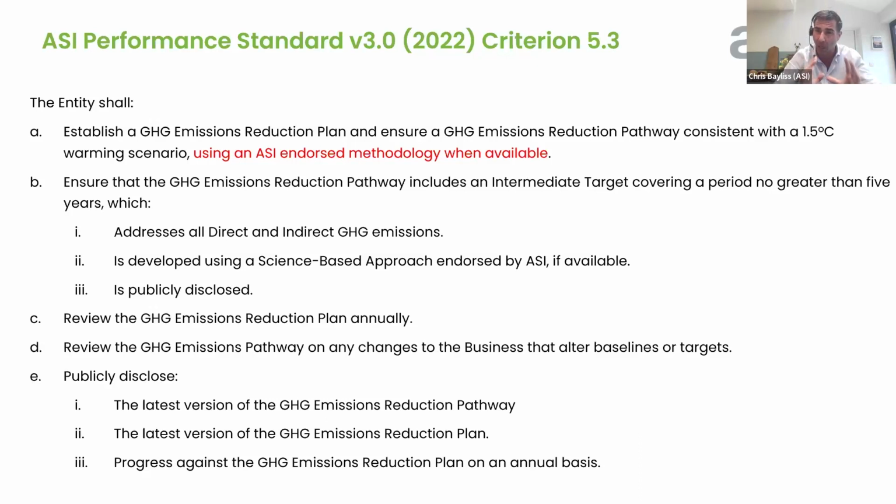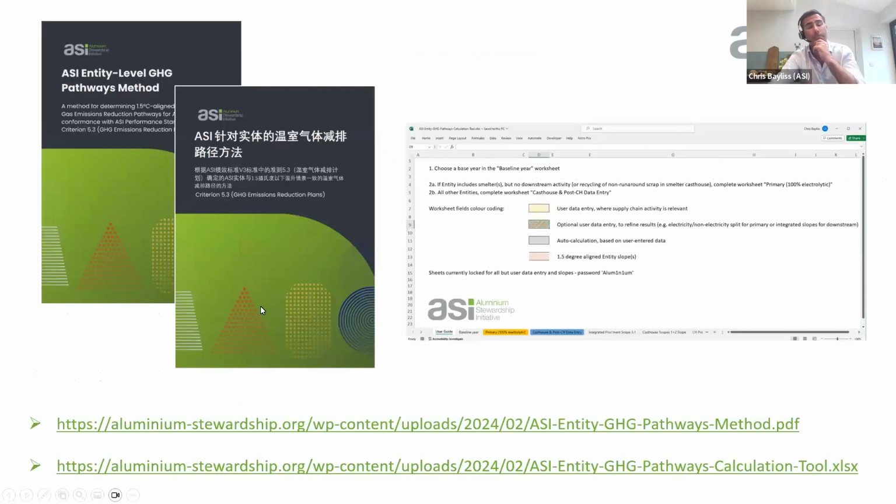And that 1.5 degree alignment is important. That's what the tool had to do. 1.5 degree, including all direct and indirect emissions, and applicable to all ASI entities, no matter where they sit on the value chain. So all the way through from bauxite mining right the way through to the use of aluminium.